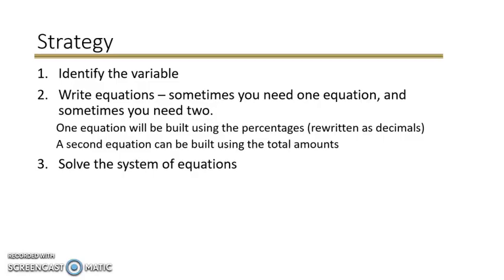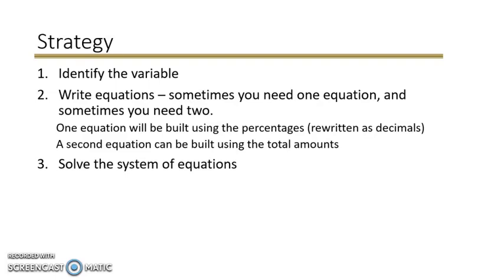So the strategy is, of course, to identify the variable. That is the first step in almost every word problem you will ever see. Then we're going to try and write equations from the given information. Sometimes you're just going to need one equation, and sometimes you need two, depending upon how much information they've given you and how many variables they have in the word problem.